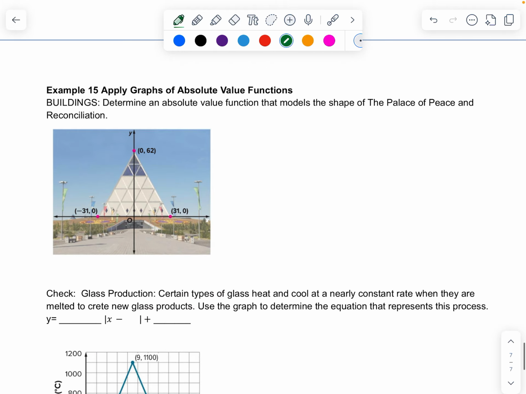Okay. Buildings. Determine the absolute value function that models the shape of the Palace of Peace and Reconciliation. So we look at this upside down. So I have a vertex point of 0, 62. It's upside down, so we know that there's a reflection.